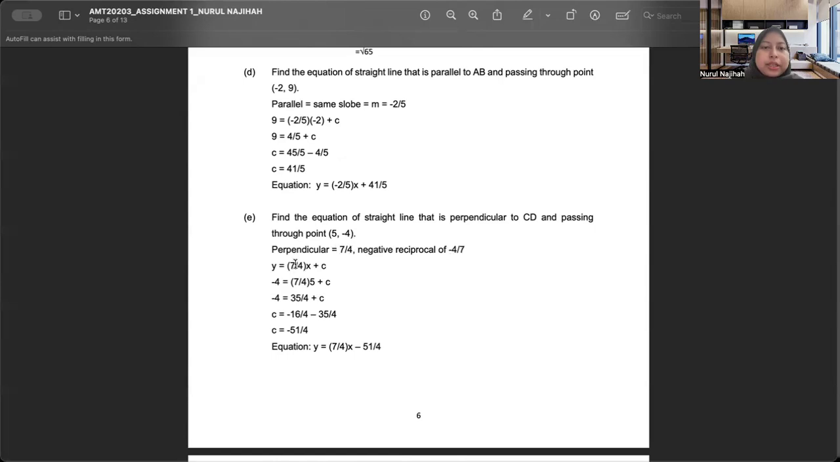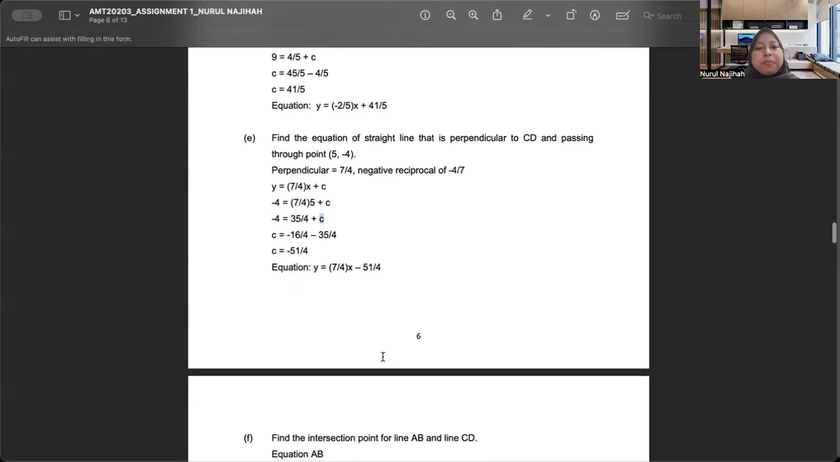So we just replace using the same formula as above, y equal to mx plus c. And then we include the y figure here, and then replace the x. And then we just need to find out the c after we have removed the unknown. And c will be -51/4. So the equation will just include the c that we have calculated just now: y equal to 7/4 times x minus the c intercept, which is 51/4.